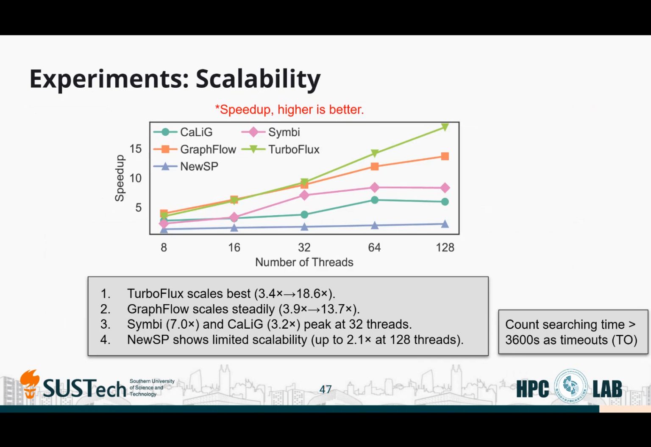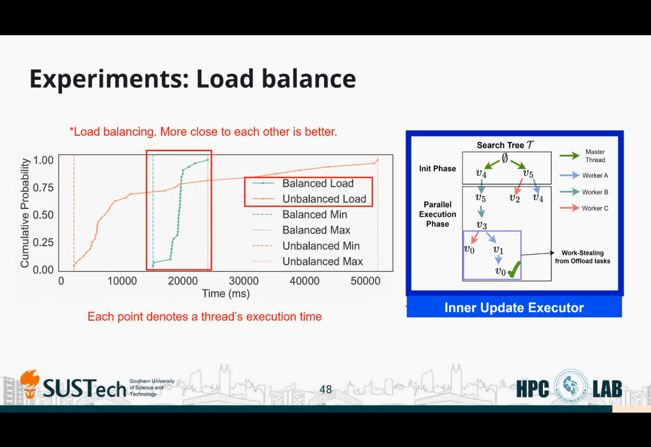We also do scalability experiments that utilize 8 threads to 128 threads of our system. It shows that different algorithms all gain benefits as the number of threads increases. And some other experiments are done for the load balancing in our inner-update executor.